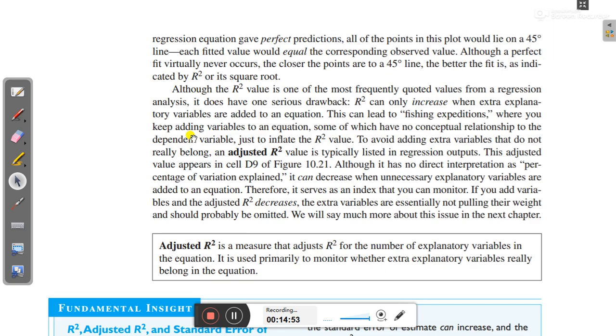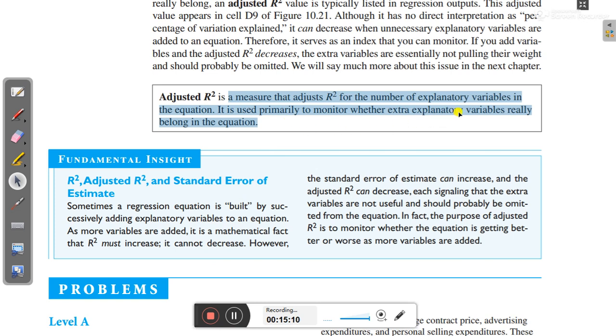So what is adjusted R square? It is a measure that adjusts R square for the number of explanatory variables in the equation. It is used primarily to monitor whether extra explanatory variables really belong in the equation. Means whether we can go for extra explanatory variables in the equation or not can be decided using the value of adjusted R square.